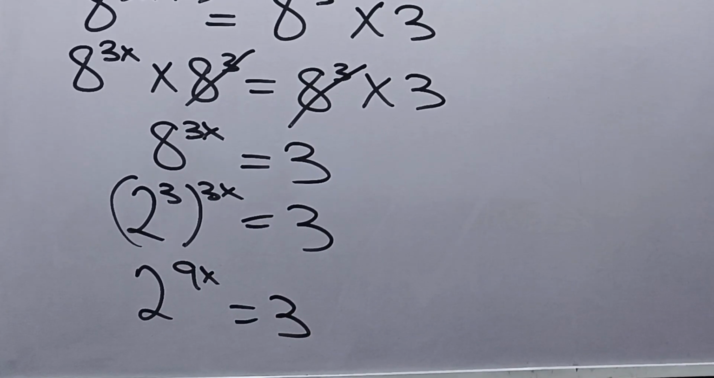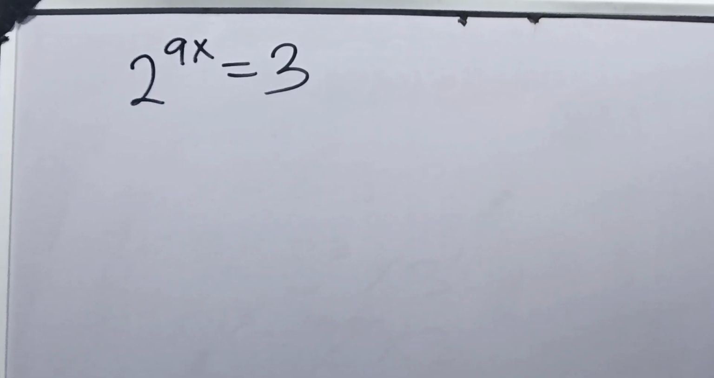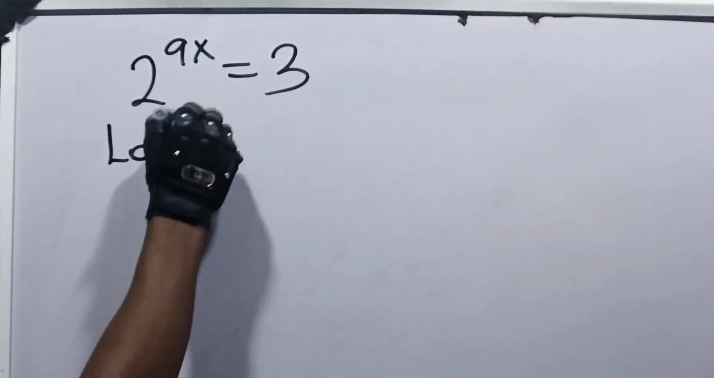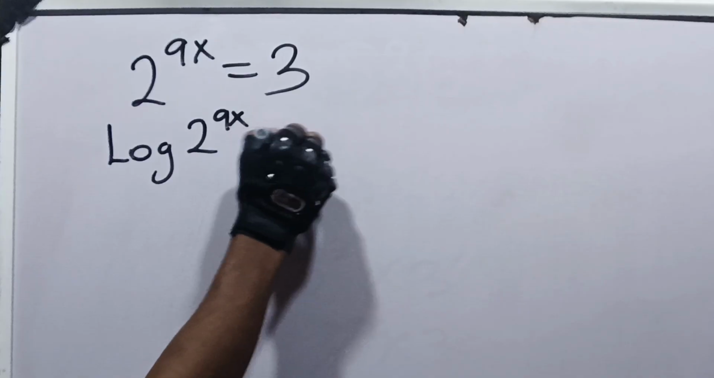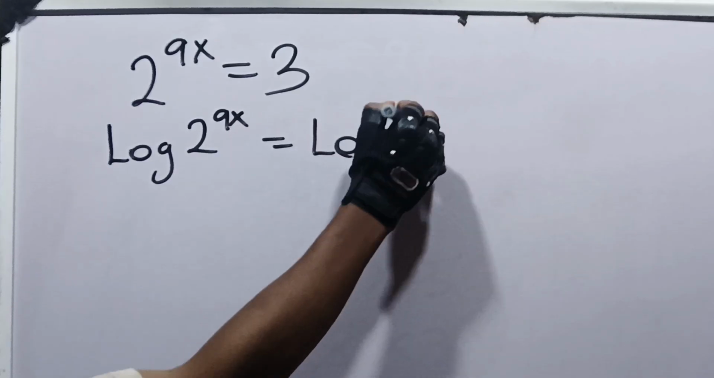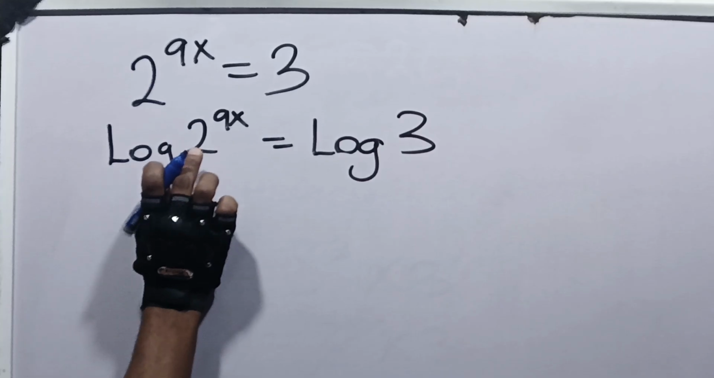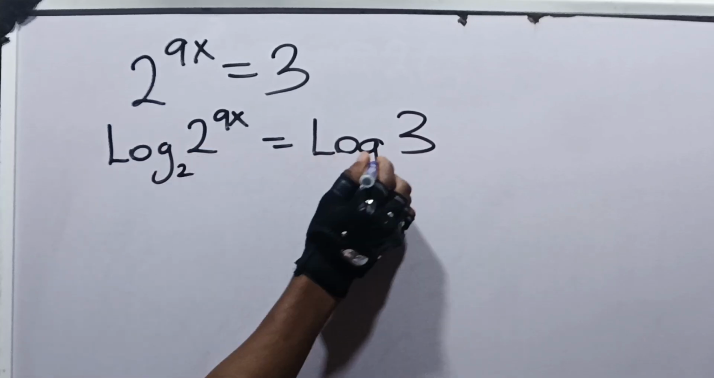Alright? Now moving on from here, we can say, let us take the logarithm of both sides. So then we have the logarithm of 2 raised to the power 9x is equal to the logarithm of 3. Okay? Now this logarithm we're going to take in the same base. So the number carrying x is 2. We're going to take the logarithm in base 2 of both sides.